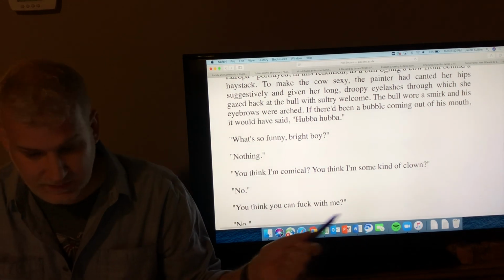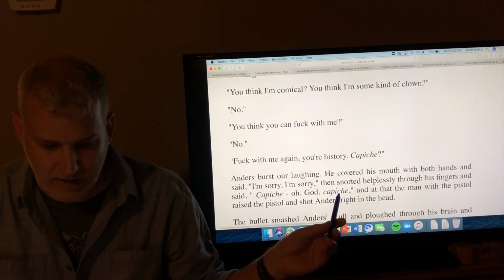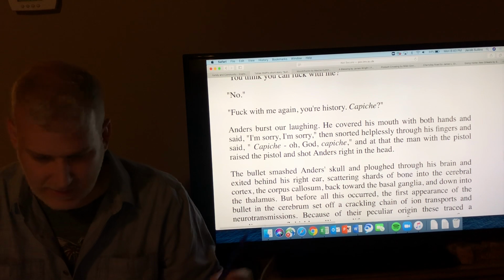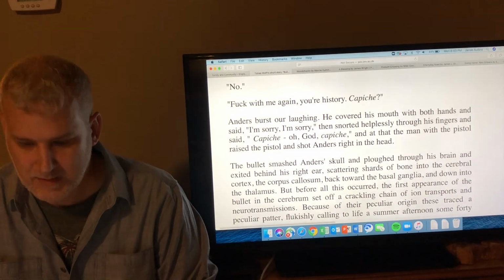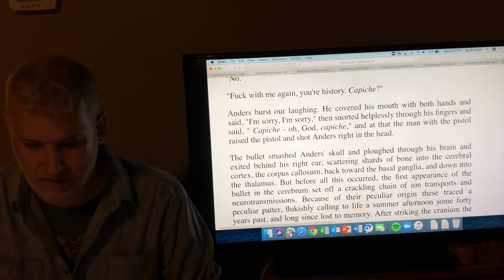"What's so funny?" "Nothing." "You think I'm comical? You think I'm some kind of clown?" And Anders burst out laughing. He covered his mouth with both hands and said, "I'm sorry." And at that, the man with the pistol raised the pistol and shot Anders right in the head.